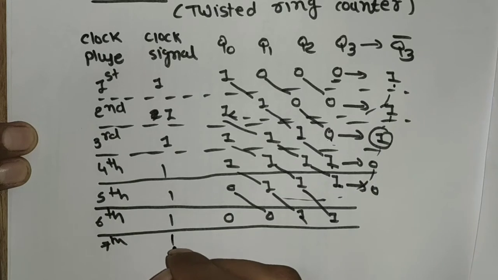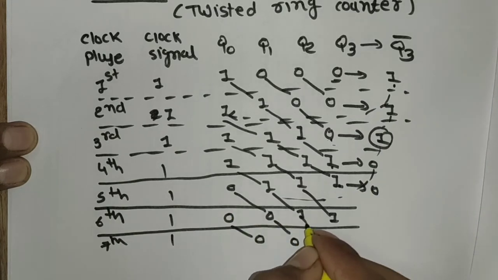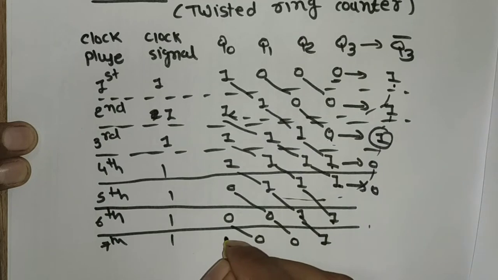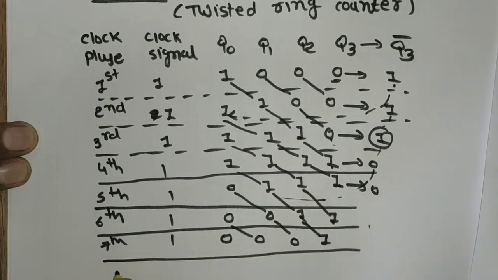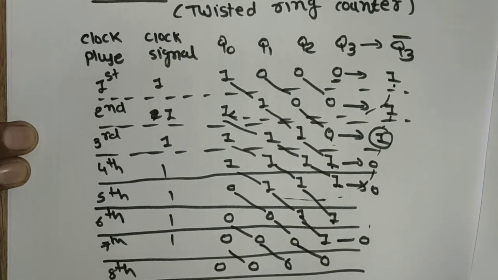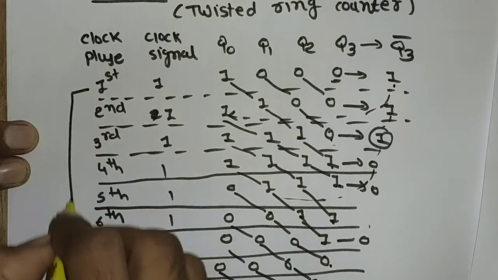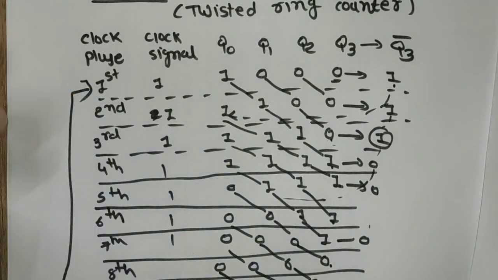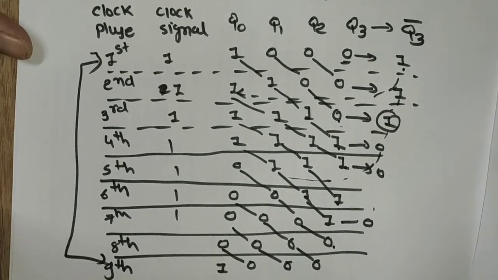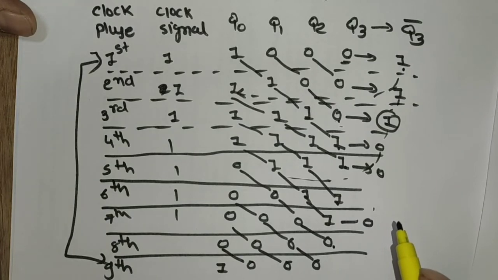Seventh clock pulse, so 0 is shifted, 0 is shifted, this 1, and the 1, the complement of 1 is again 0. Then 8th clock pulse, this 0 is here, that 0 is here, that 0, and 1, complement of 1 is 0. And 9th clock pulse, this 0, this 0, this 0, and 0, the complement of 1 is again 1, right? So the first clock pulse, fifth clock pulse and 9th clock pulse will be equal in case of the Johnson counter. The second clock pulse and 10th clock pulse will be equal in the Johnson counter.